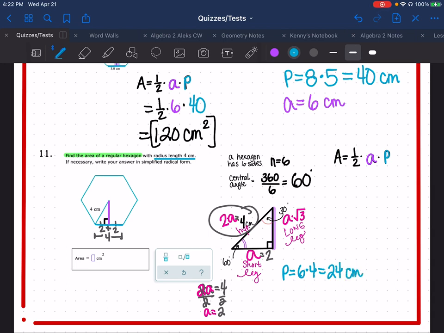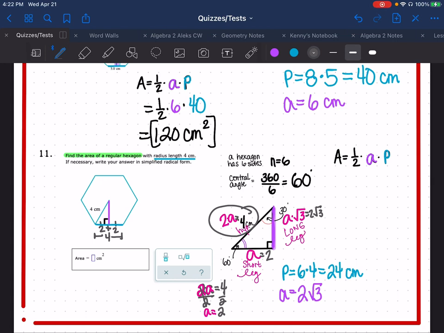The last thing I need to find is my apothem. Now, my apothem is that purple shaded line, this one right here. I know that that pink A is 2, so I'm going to say it's 2 times the square root of 3. And of course, the bottom would be 2.